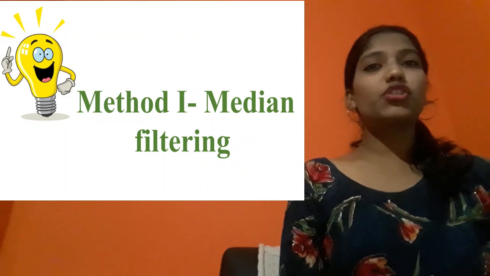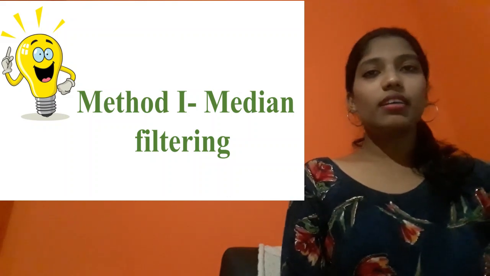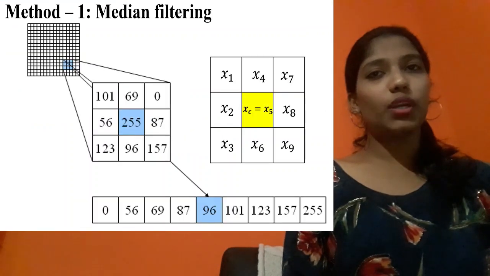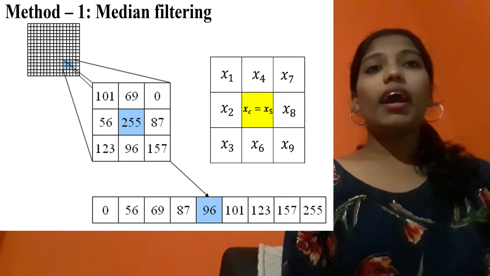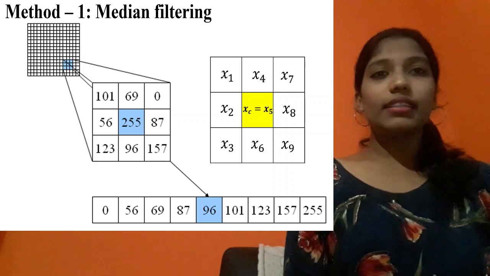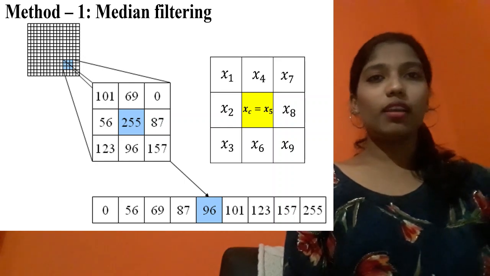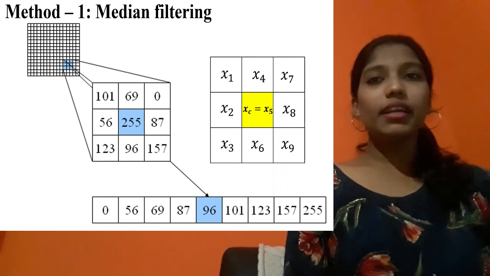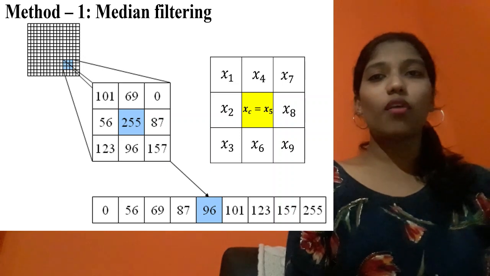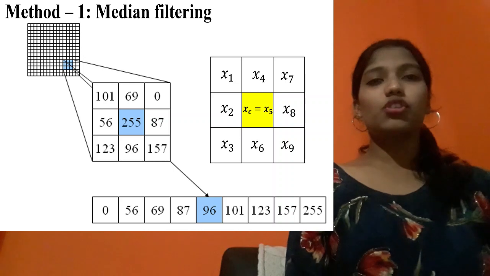Our first image denoising method is median filtering. In this method, we sort the 9 pixels of the test window in ascending order and find the median value from those 9 pixels. Then the test pixel value is replaced by that median value. This way, median filtering is processed for each and every pixel of that noisy image to make it a filtered denoised image.